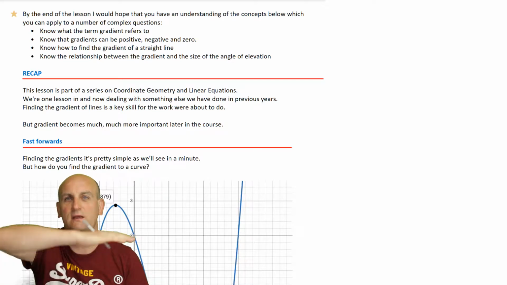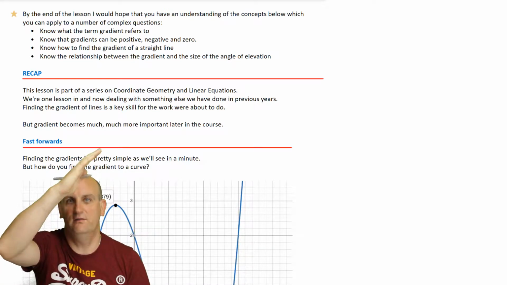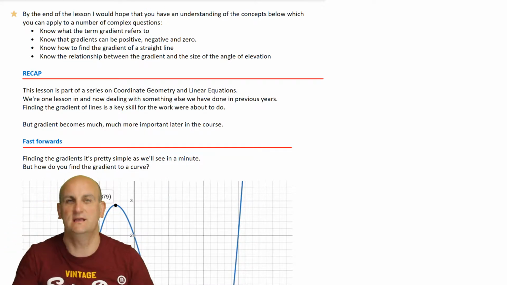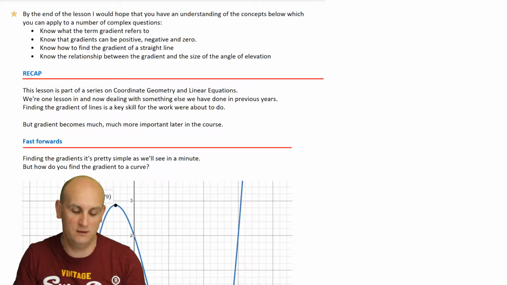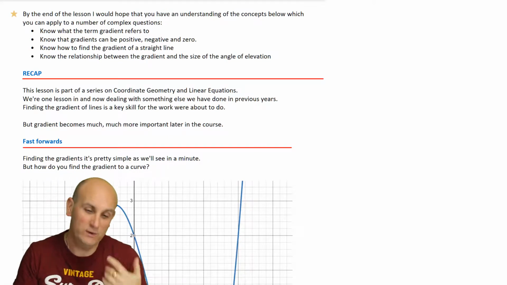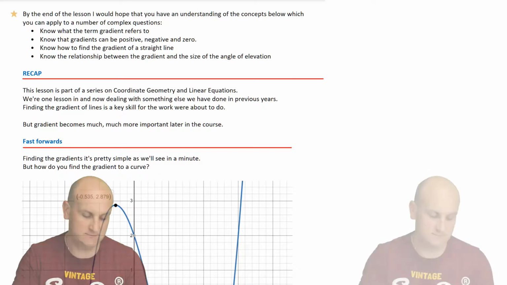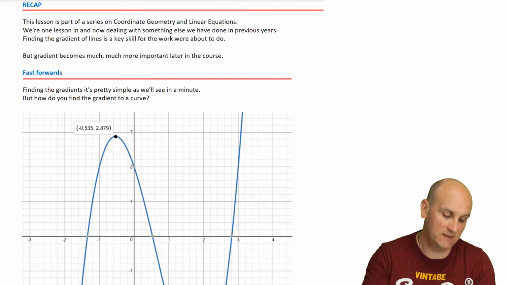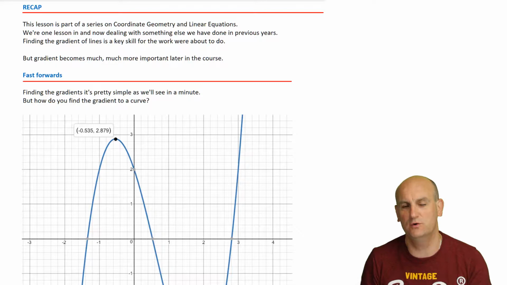Now, what I mean by that is, there's the x-axis, there is our straight line. Can we find this angle here? And believe it or not, you already know the theory. We did it in year 9. We just didn't tell you.